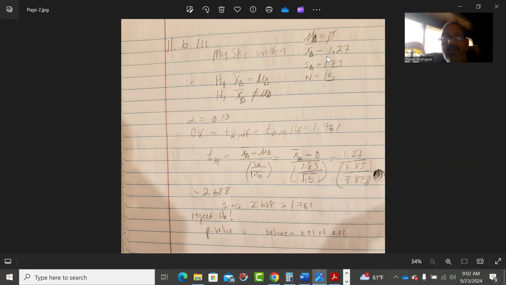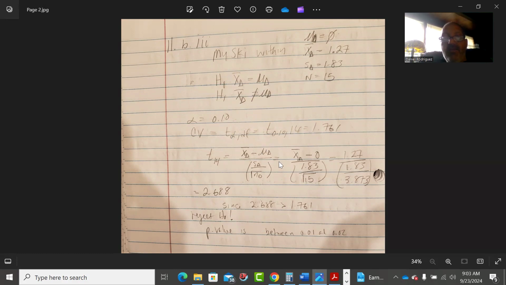So here we have our difference is 1.27. Our standard deviation of the difference is 1.83. Our sample size is 15. And we have our null is that the mean difference is equal to the population mean difference, the one that we observed, our sample mean. And our alternative is that they're not equal. We already did all this. We calculated our critical value to be 1.761.